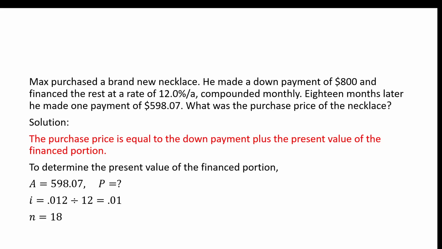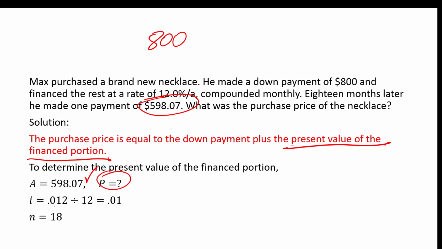Okay? So there's two components here. The down payment. So the price is at least 800 because Max put 800 down. That goes into the price. But we also have to figure out what's the present value of this 598.07. That 598.07 is the end amount. It's like the A, or what we call the future value. But we'd like to know what was the P, the principal or the present value of that. So we say A is 598.07 and P is unknown.